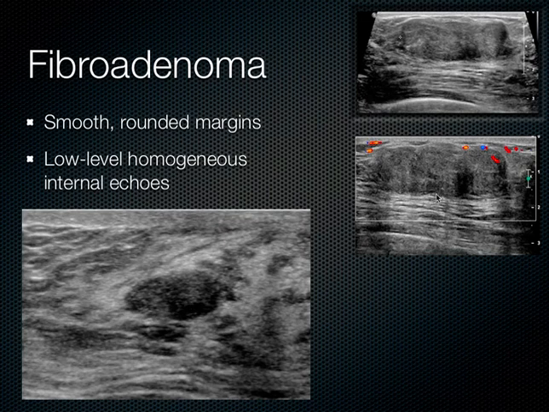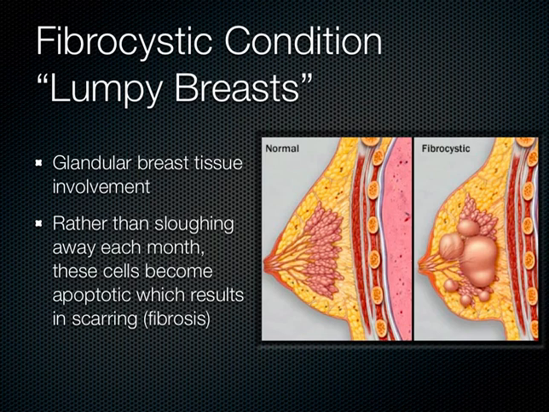Maybe just very subtle posterior acoustic enhancement over here. I kind of see it. To really differentiate these from something malignant, you really need to do a core biopsy of these structures. And again, as I mentioned earlier, ultrasound can help guide the needle right to the main part of these masses to help have a successful biopsy.